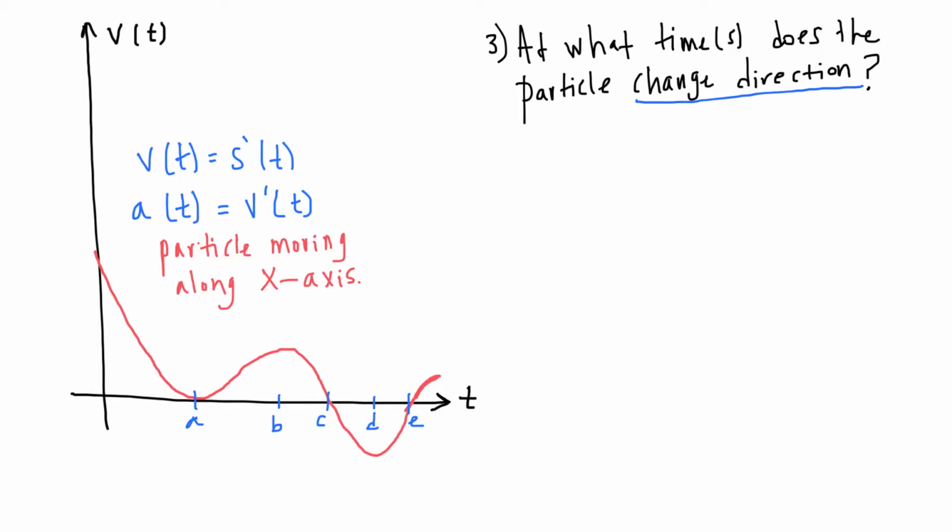A couple of things. The velocity must be zero. If you're going to change directions, you cannot change directions without first stopping, even if it's for a brief moment. But at the same time, the velocity has to change signs from positive to negative or from negative to positive. And that's what it means to change directions. So velocity must change signs.